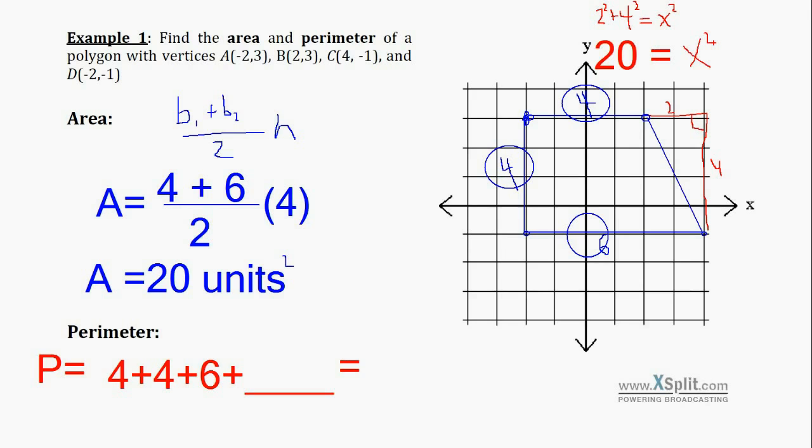Square root both sides, so on your calculator, the square root of 20 is about 4.47. So we'd say that this side is about 4.47. That's what we need to add right here, 4.47. Adding all these up, 4 plus 6 makes 10, plus 4 is 14, plus another 4.47 should be 18.47 units. Notice I didn't do units squared here, just units.